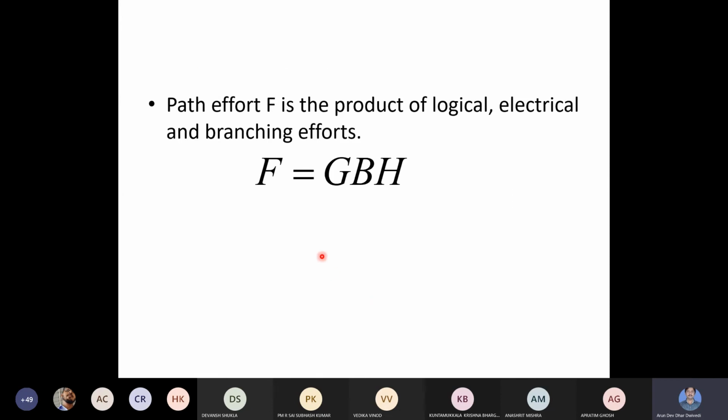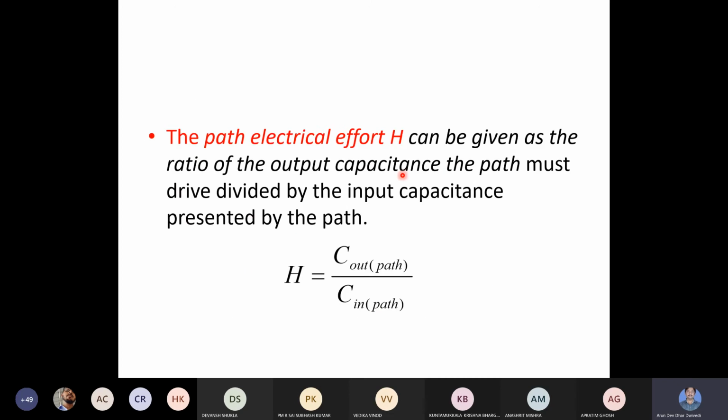Then the path effort F is the product of the logical effort, electrical effort, and branching effort. Now, if all the things are available together, then F is defined as GBH. Path effort with the branching is defined as GBH. Previously, without branching, it was only GH.